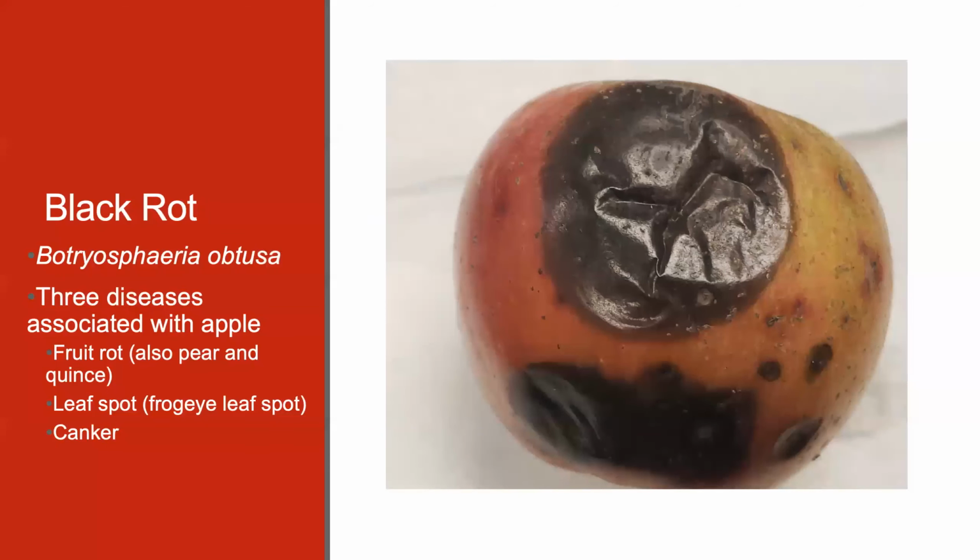The next two rots that we will discuss are black rot and white rot. Both diseases are caused by Botryosphaeria. Black rot is caused by Botryosphaeria obtusa and is a vigorous saprophyte on many other hosts. On apple, 3 different diseases can occur depending on the tissue that is infected. Losses from fruit rot and defoliation resulting from leaf spot can be considerable, especially in warm, humid areas of southern and central Ohio.